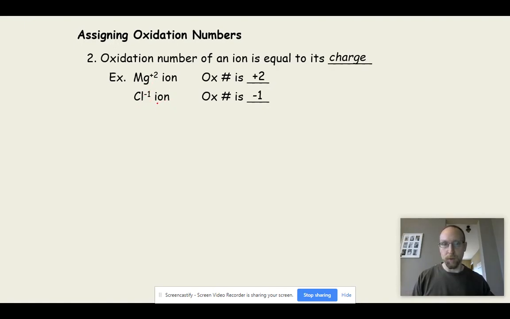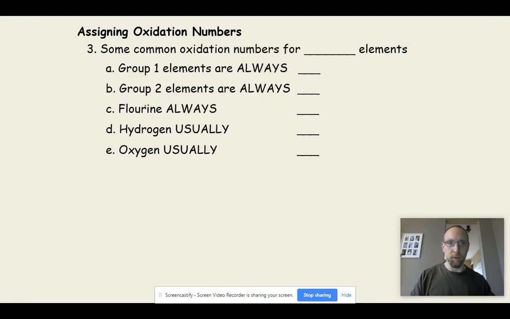Pretty simple, right? So that's rule number 2. All right, so let's move on to rule number 3. So now this deals with assigning oxidation numbers for bonded elements. So what does it mean if we're a bonded element? What that means is we're compounds. So now we've formed compounds.